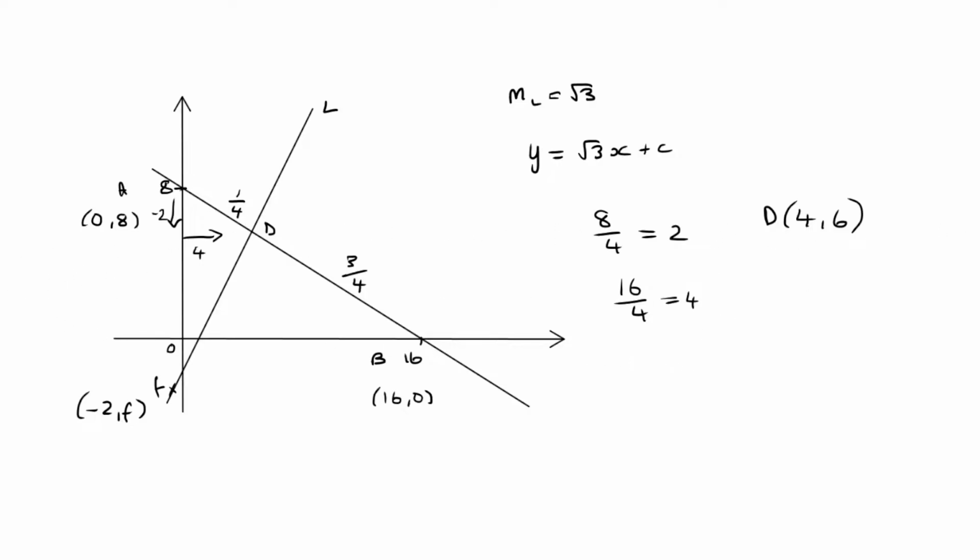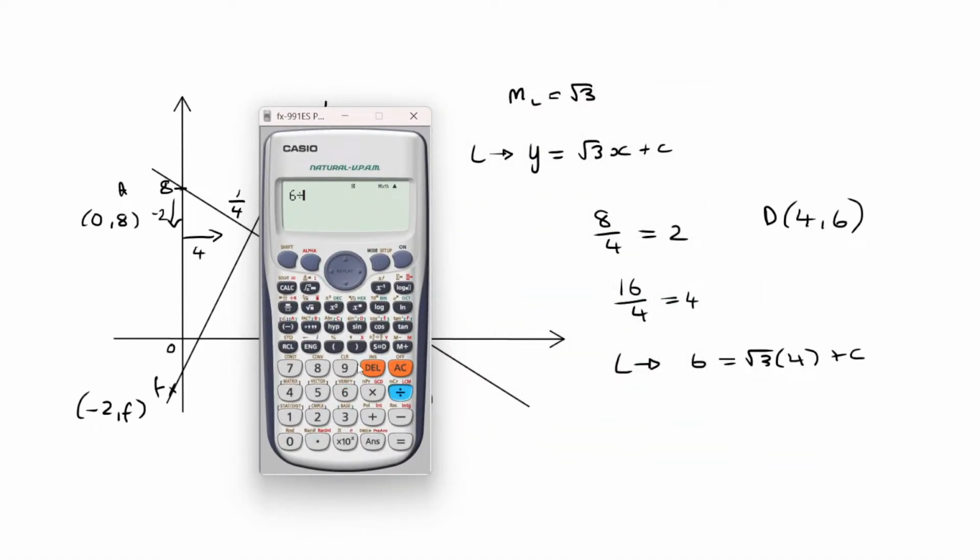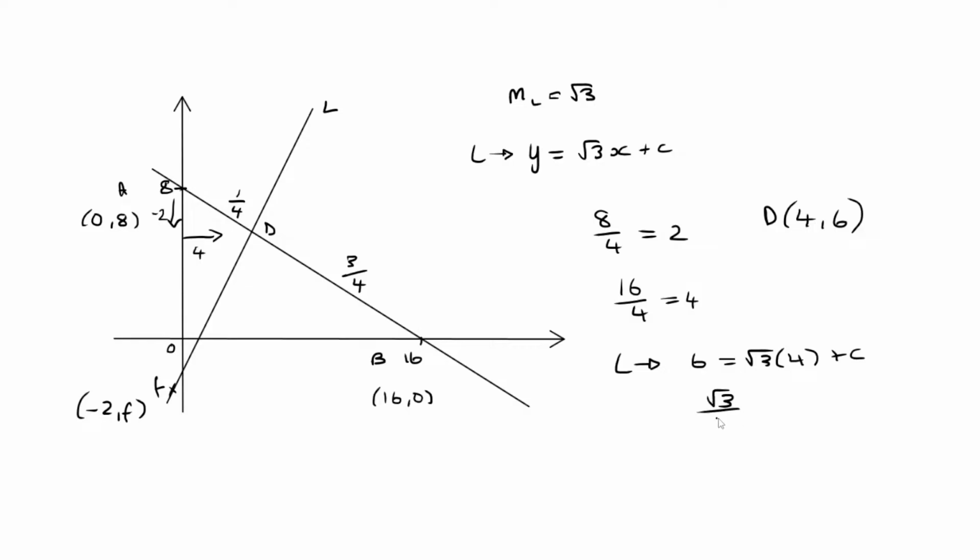So this is the line L. To find the equation of line L, you have to substitute in coordinates that are on that line. So line L would be 6 is root 3 times 4 plus c. So let's divide that. 6 divided by 4 root 3, basically. 4 root 3 gives me 3 root 2. Root 3 over 2 even. Why did I say 3 root 2? Is c. So my equation for line L is y equals root 3x plus root 3 over 2.